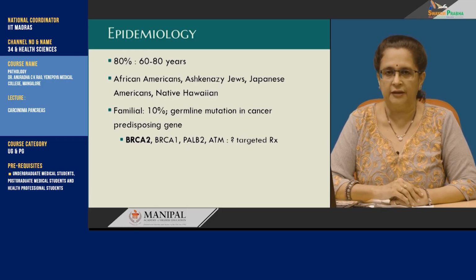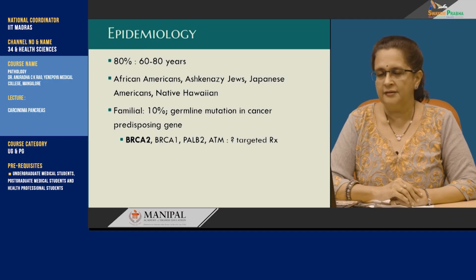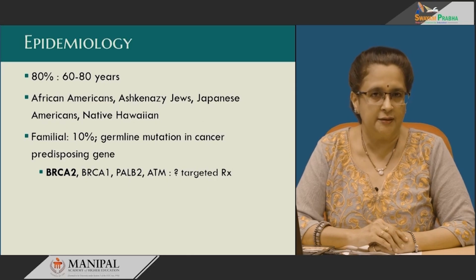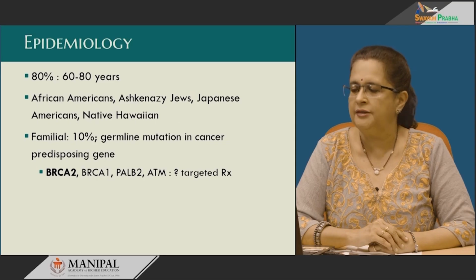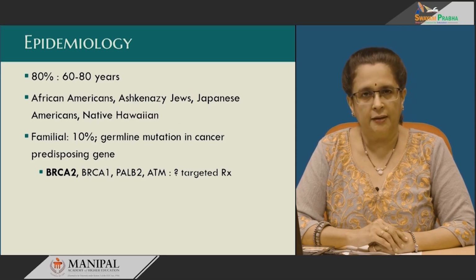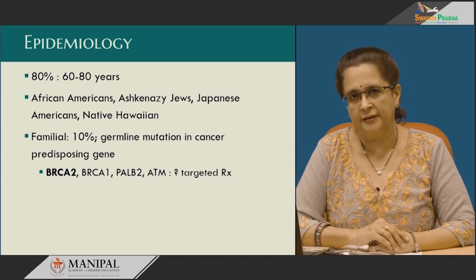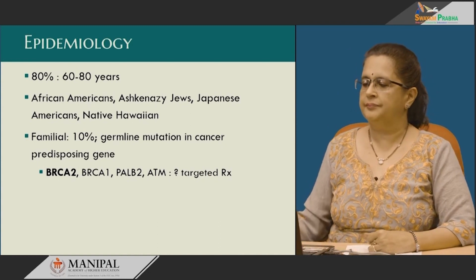This accounts for 10% of the carcinomas of pancreas, and this is associated with the germline mutation in cancer predisposing genes, especially BRCA2. The others involved include BRCA1, PALB2, ATM. So, they are looking for targeted therapy for patients affected with these cancers or patients having these germline mutations.